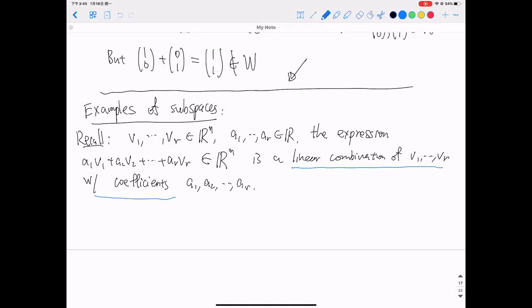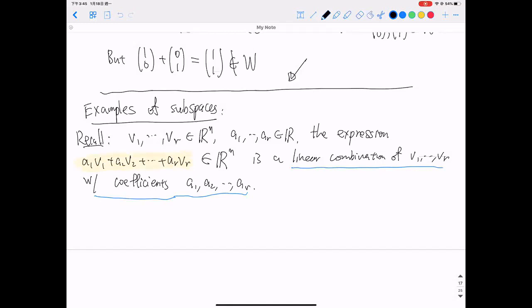Okay, this is just a notion. That is, if you have numbers and you have vectors and you form this expression, what you get is called a linear combination.